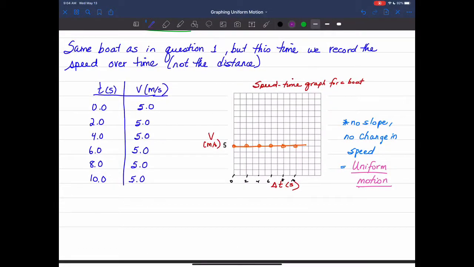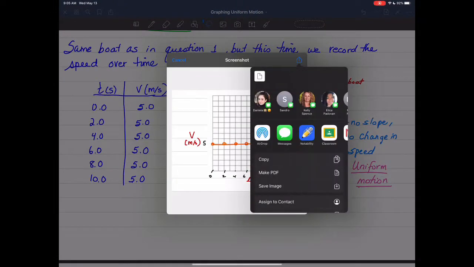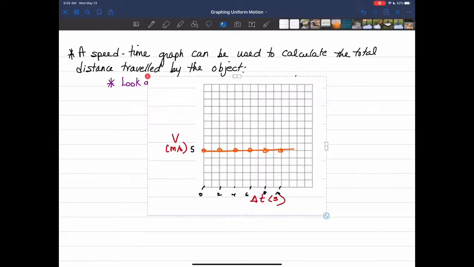And so, okay, let's see if we can transport this little guy. Perfect. We're gonna save it. And then here we're gonna add it. Here we go.